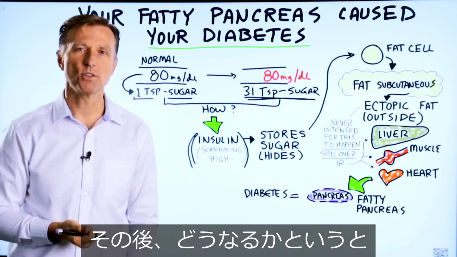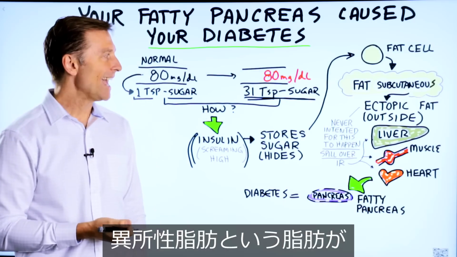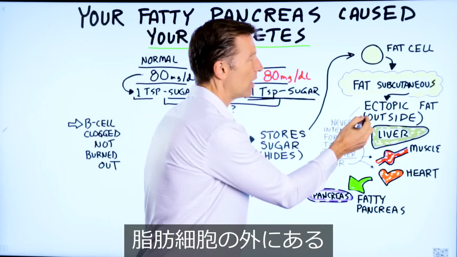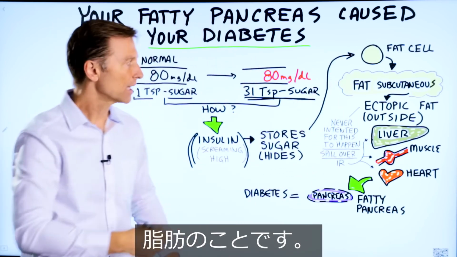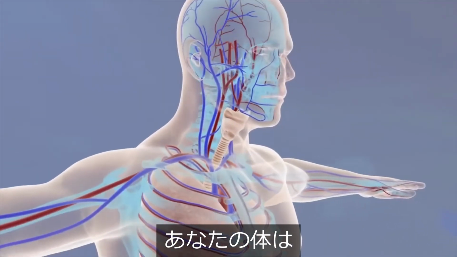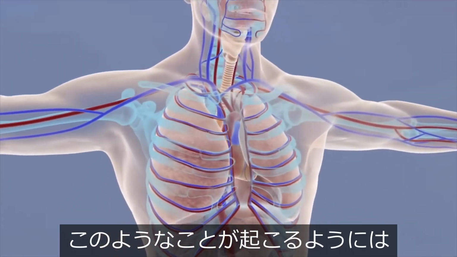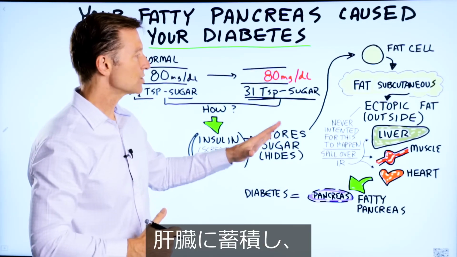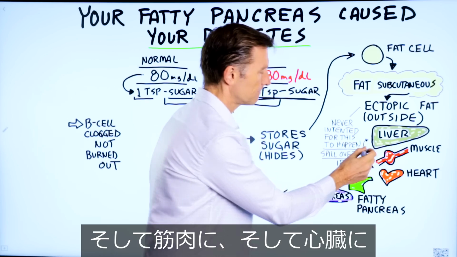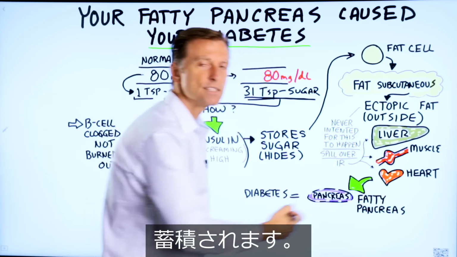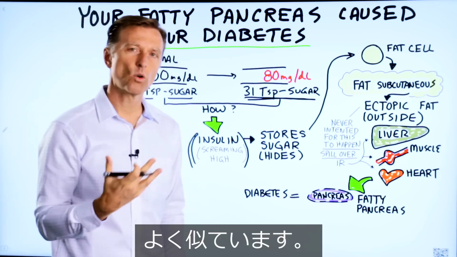Then what happens, you start developing what's called ectopic fat. And ectopic fat is the fat outside the fat cell. Okay? It's outside the subcutaneous fat. And your body was never designed for this to happen, okay? Because we're talking about fat being now stored in the liver, and then in the muscles, and then in the heart.